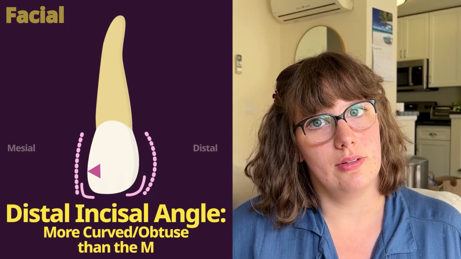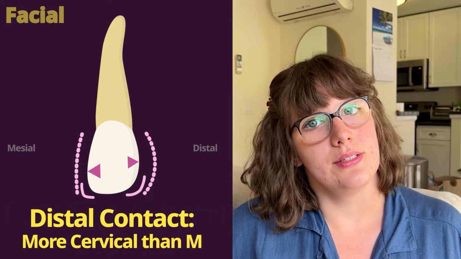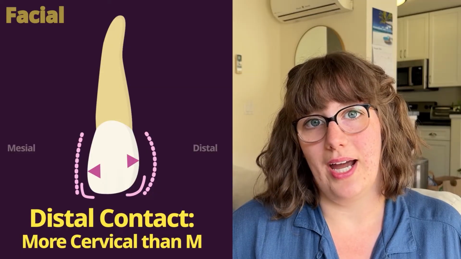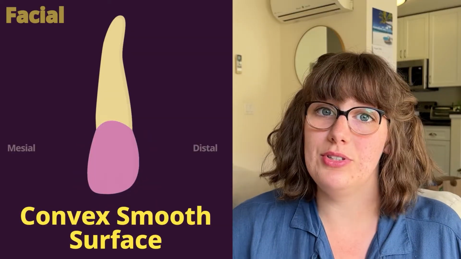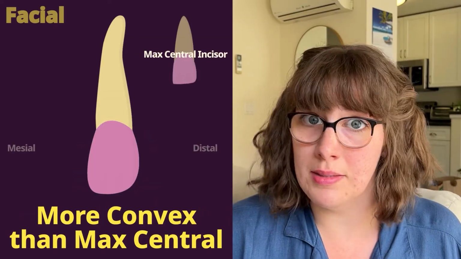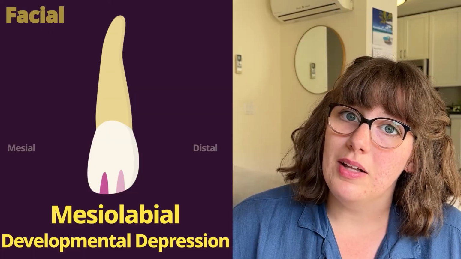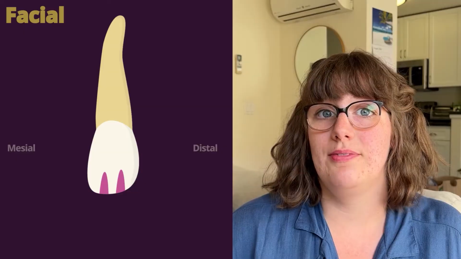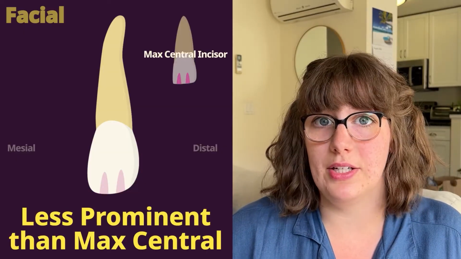The distal incisal angle is more curved and obtuse than the mesial incisal angle, and the distal contact or height of contour is more cervical than the mesial contact or height of contour, located in the middle of the middle 1/3. The labial surface is convex, more convex than the maxillary central incisor, and there can be 2 developmental depressions: the mesiolabial developmental depression and the distal labial developmental depression, which divide the 3 facial developmental lobes. These developmental depressions are less prominent than the maxillary central incisor.